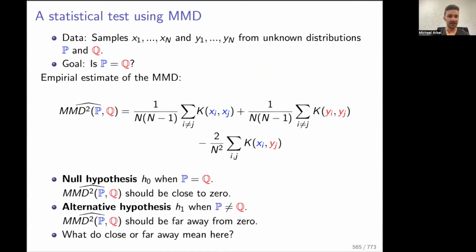And just to make the statistical framework a bit more precise, the scenario when P is equal to Q would be called the null hypothesis. And in that case, we would expect this empirical estimate of the MMD to be close to 0. And then the other scenario is when P is different from Q, and it's called the alternative hypothesis. And in that case, we should expect this estimator to be far away from 0. How close or far away should the MMD be from 0 in order to be confident in saying that P is equal to Q or not? And this is what we would like to make a bit more precise.